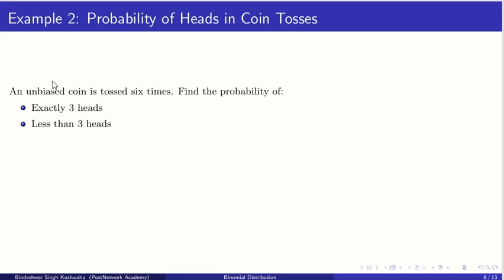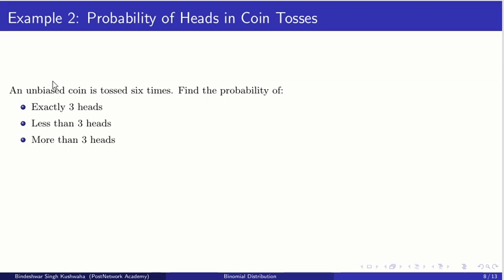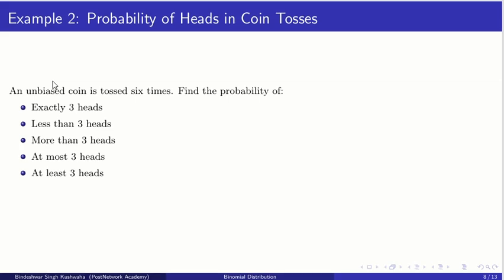Now let us solve some questions. An unbiased coin is tossed 6 times. Find the probability of exactly 3 hits, less than 3 hits, more than 3 hits, at most 3 hits, at least 3 hits, and more than 6 hits.